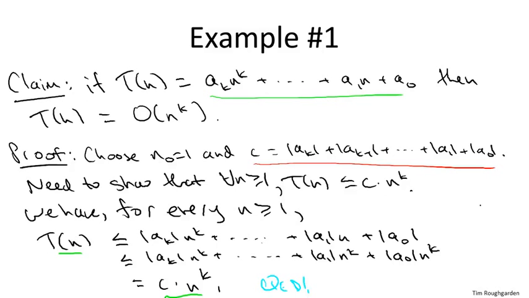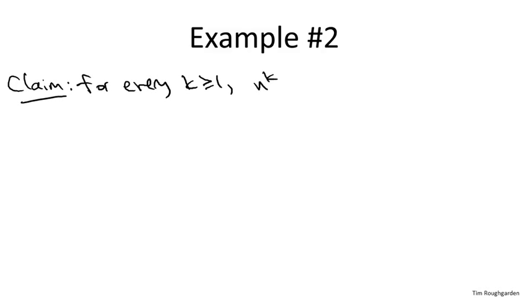But now let's turn to a second example, or really I should say a non-example. So what we're going to prove now is that something is not big O of something else. So I claim that for every k at least one, n to the k is not big O of n to the k minus 1. And again, this is something you would certainly hope would be true. If this was false, there'd be something wrong with our definition of big O notation.